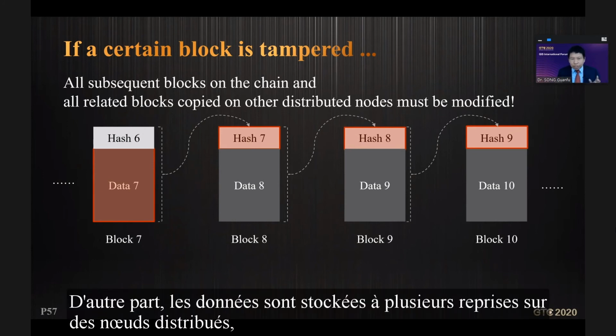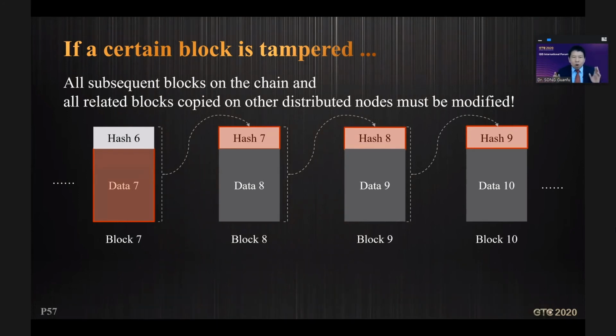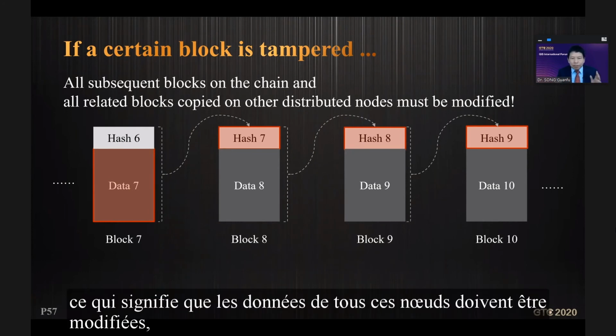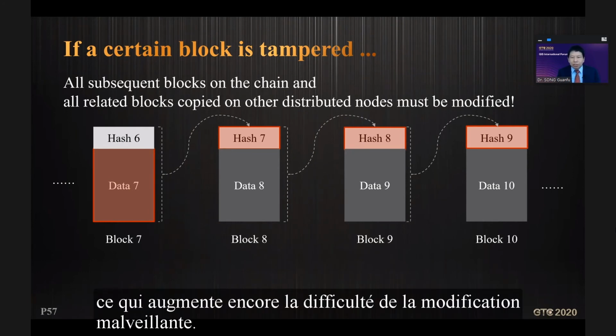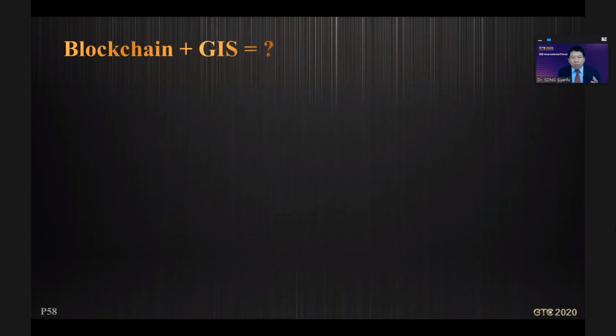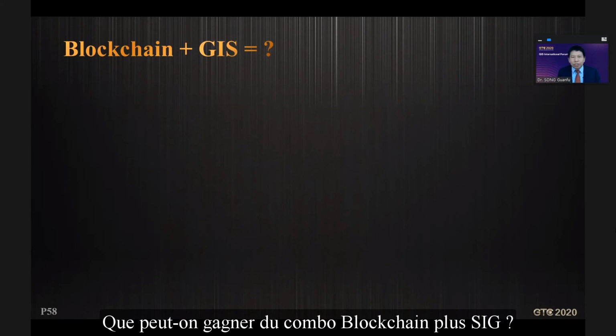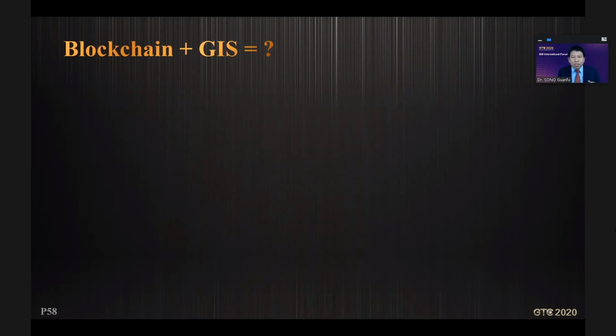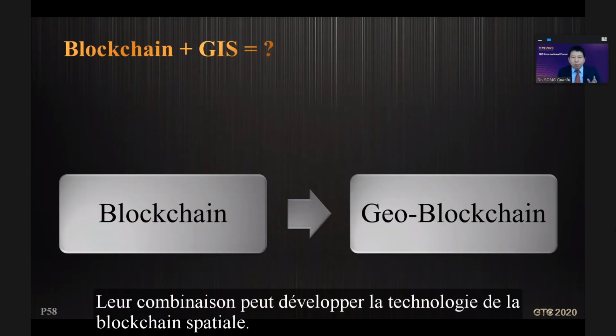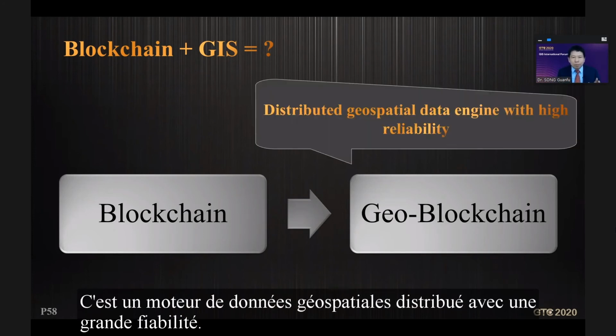Besides, each chain is stored repeatedly on distributed nodes, which means that all copies of the chain need to be modified, which further increases the difficulty of malicious modification. What can we do by combining blockchain and GIS? We developed Geospatial blockchain technology. It is a distributed geospatial data engine with high reliability.